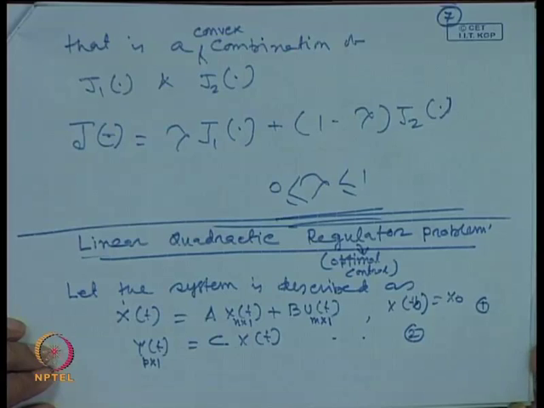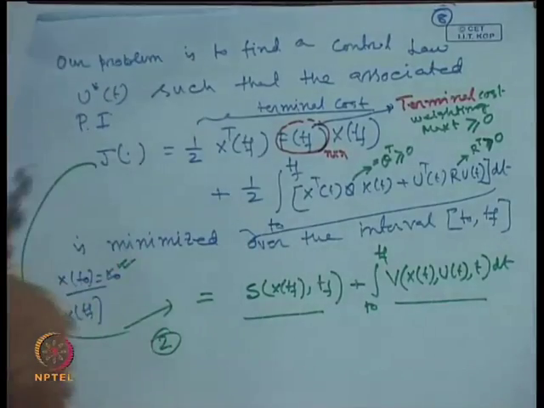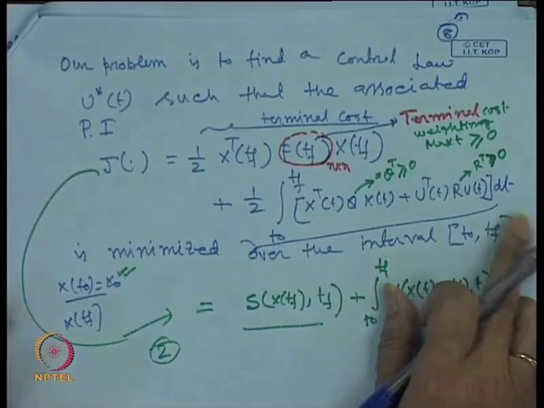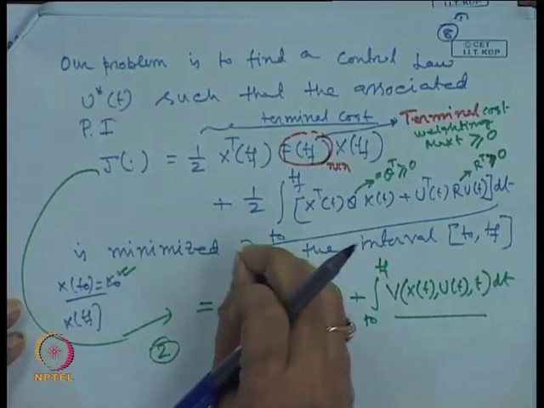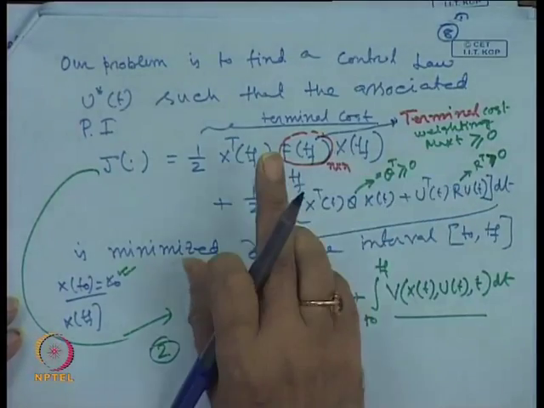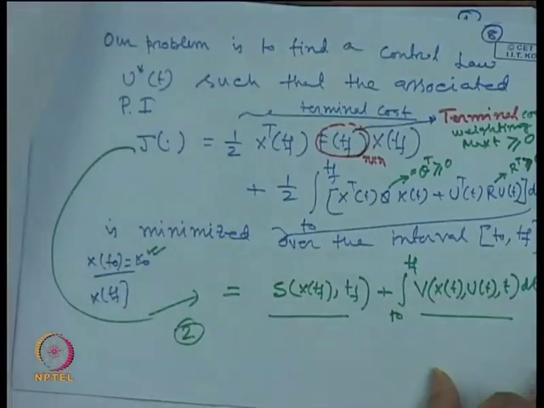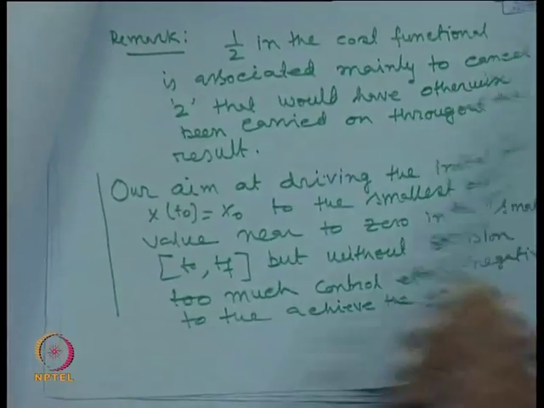Our problem is to find a control law u of t such that the performance index we have described is minimized. In other words, our aim is to find a control law that will drive the state at t is equal to t 0 to a finite time t is equal to t f, near the origin or near the 0 state. For that, what should be the choice of u so that it satisfies the performance index? Not only this, it must satisfy our given dynamic equations 1 and 2. This is our problem.